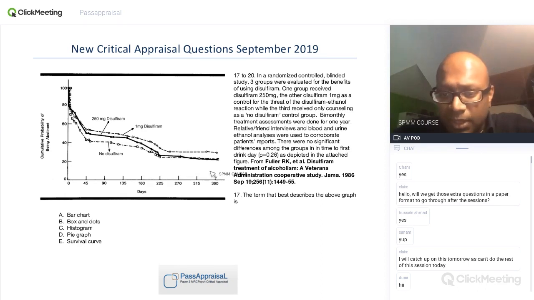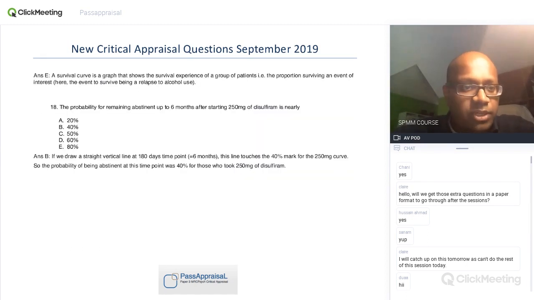Oh, you're asking where is the graph? I'm showing the graph here. So this is the graph, okay? So the answer is 180 days. If you just touch that here, it comes to 40. Do you all follow me? So this is 40%. Answer is B. The probability of remaining abstinent is 40%. Well done. Okay, good, Wakas.